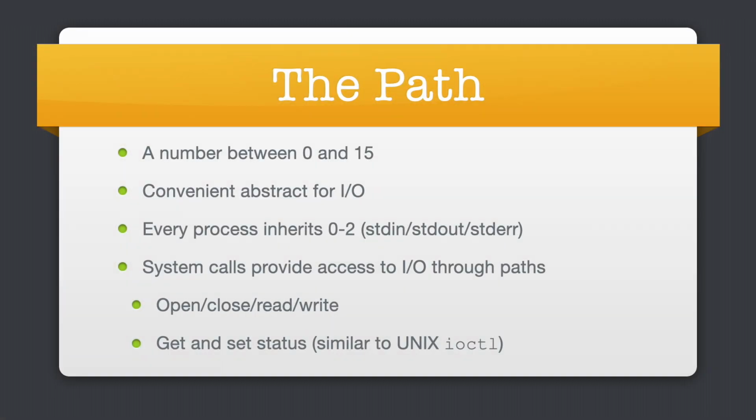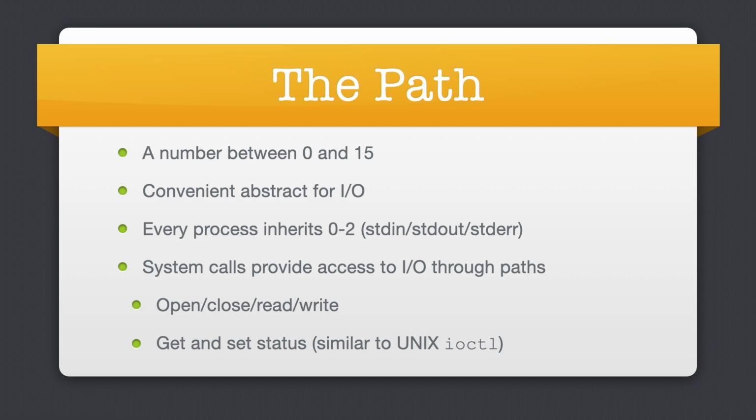Another important concept in OS9 is the path. A path is a number between 0 and 15 and represents a channel to a readable or writable entity, such as a file, or a terminal, or a printer. Anything that can receive and send data to your program can be accessed through this path. Paths are convenient abstractions for isolating an underlying file or device. It's the central component and concept behind the unified I/O feature that IOMan brings to OS9.